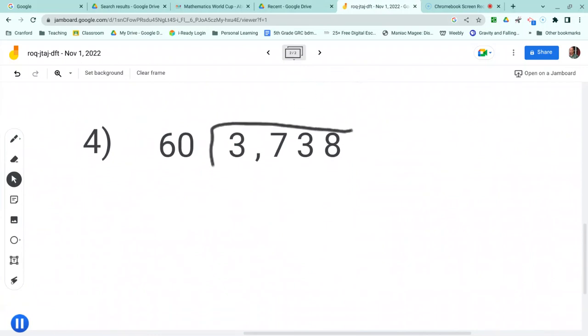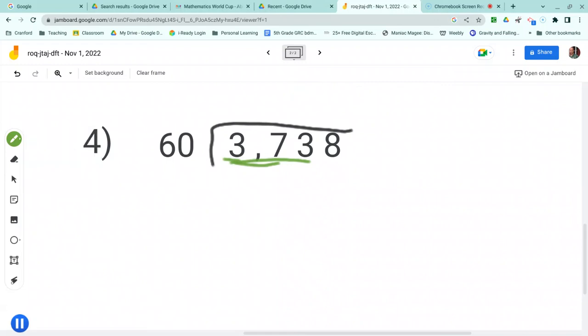All right, what's that 20? There it is. Perfect. Okay, same thing. We're going to talk to ourselves. 6 going into 3, no. 37, no, it does not. So that means we're going to be talking about 373. We're talking about the number 373.